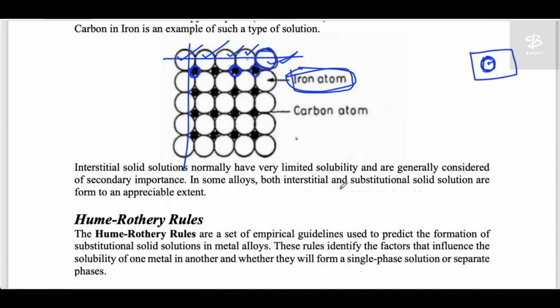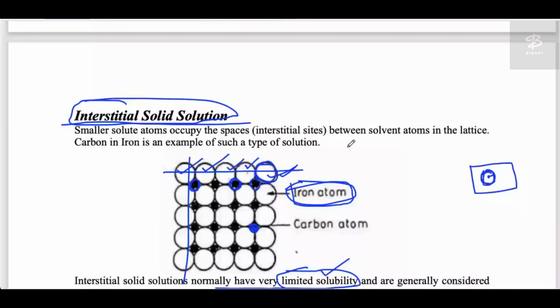Interstitial solid solutions normally have very limited solubility and are generally considered of secondary importance. Why? As you can understand from this line, they normally have limited solubility. They cannot mix easily with each other, because it is a difficult task to come and fill the void, the empty space left vacant. That's why solubility is limited here, but in the case of substitutional it is very easy, which is why it is very common.